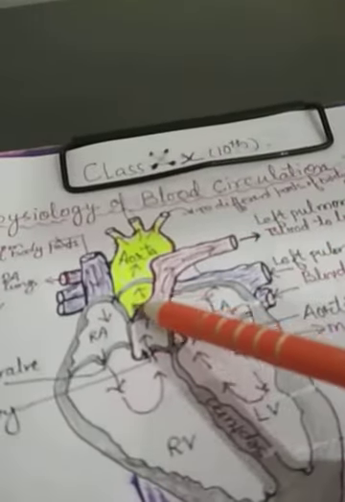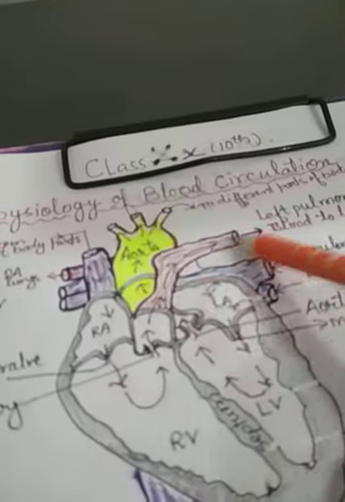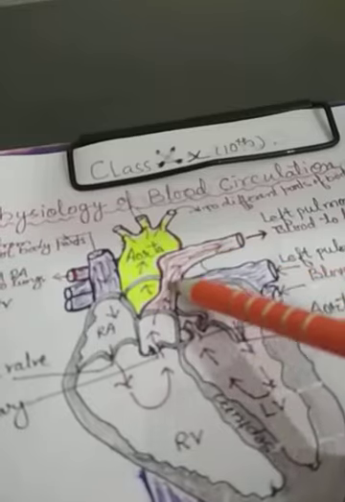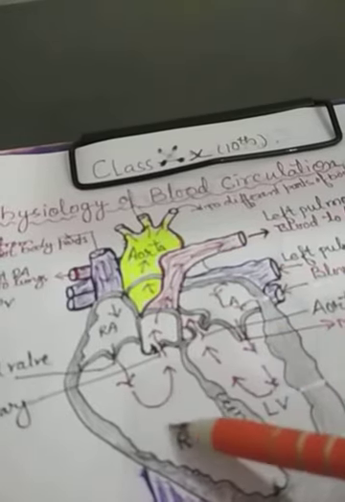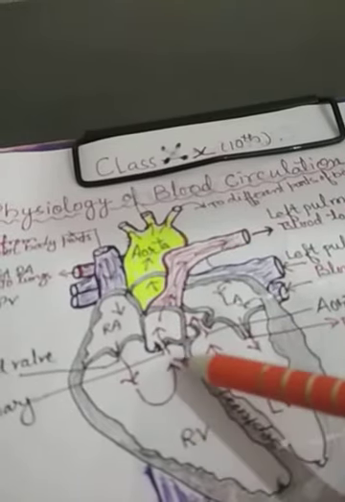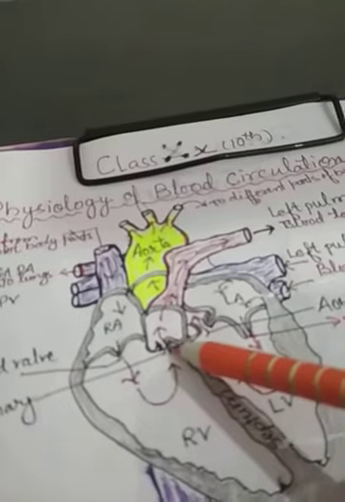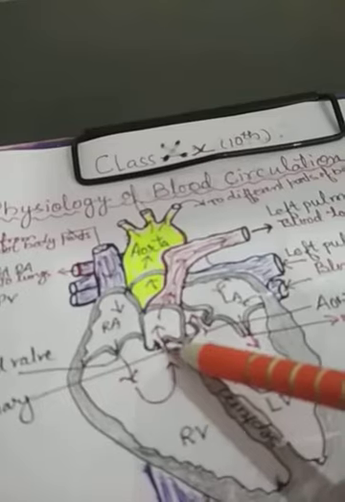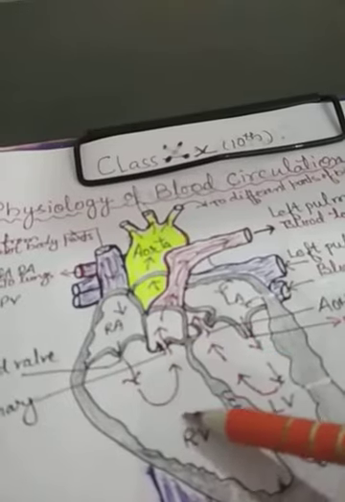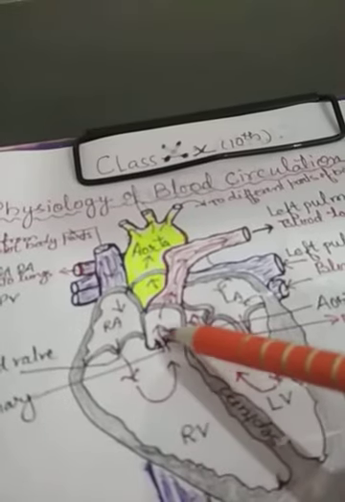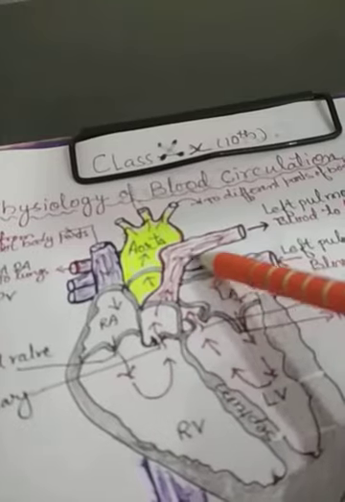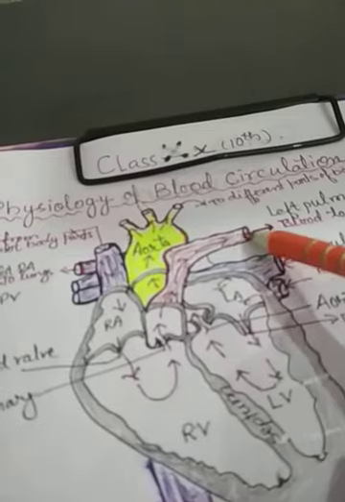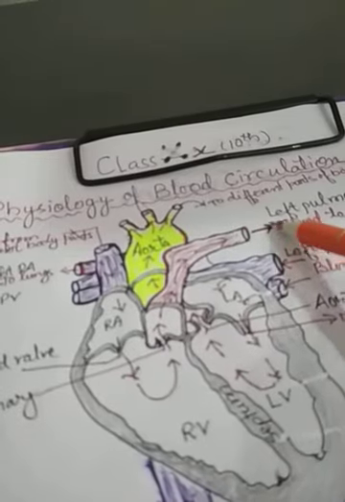Right and left pulmonary arteries, these 2 arteries, are connected to the right ventricle via the pulmonary valve. This pulmonary valve facilitates the blood flow from the right ventricle to the left and right pulmonary arteries, so that blood can reach the right and left lungs.